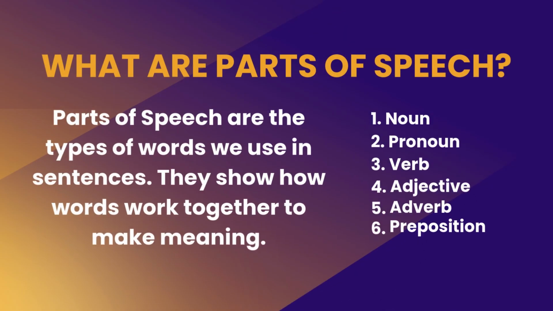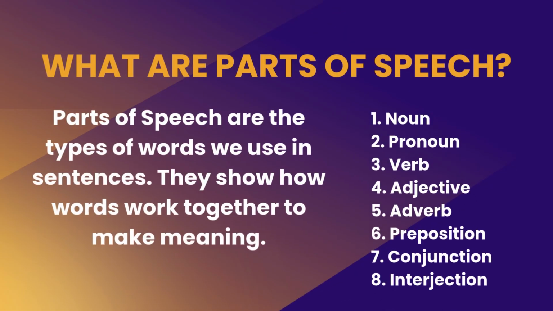Parts of speech are the types of words we use in sentences. They show how words work together to make meaning. There are 8 types of parts of speech: noun, pronoun, verb, adjective, adverb, preposition, conjunction, and interjection. Each type of word has a specific role. Think of them as the building blocks of a sentence. For example, a noun might name a person or thing, while a verb shows action or being. Together, they create meaning. Let's explore each part of speech one by one.